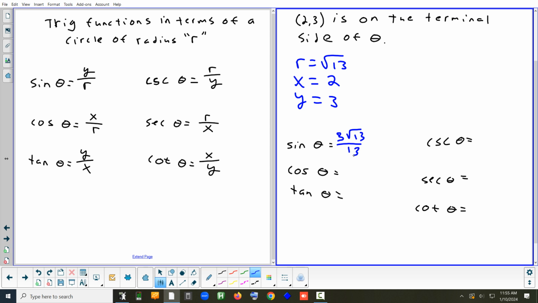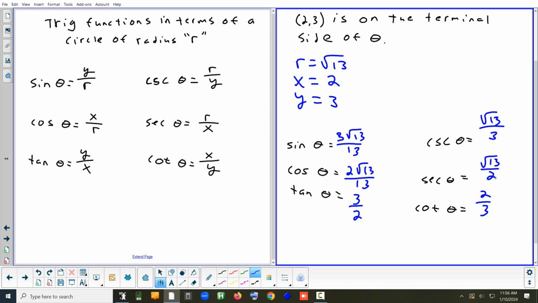What's the cosine? 2 square root of 13 over 13. And the tangent. Yep. 3/2. Okay, might as well do the cotangent. That one's quick. 2/3. What's your cosecant? Yeah. 13 over 3. Yep. r over y. Square root of 13 over 3. And what about your secant? Square root of 13 over 2.